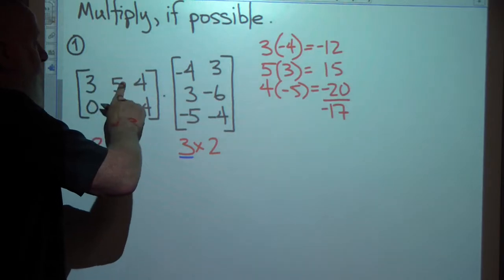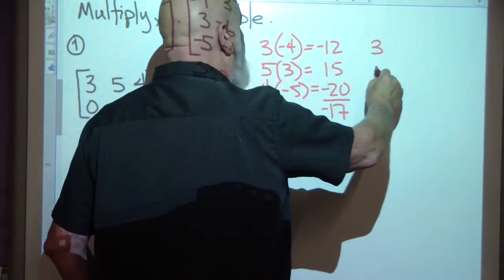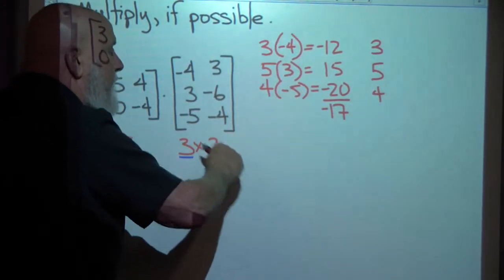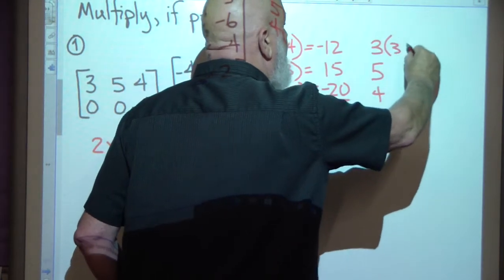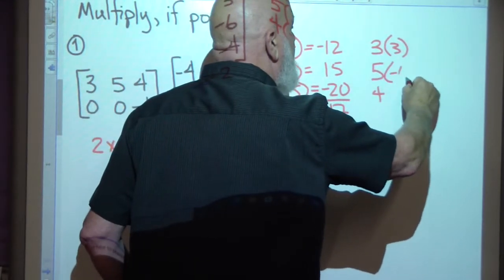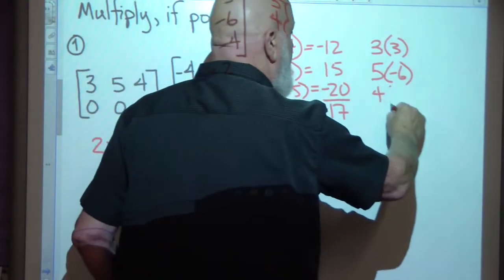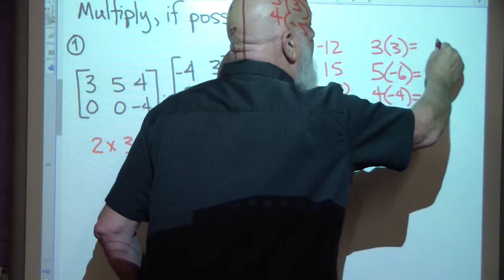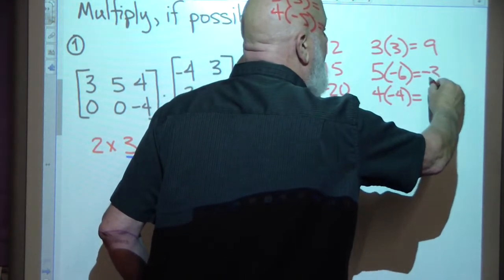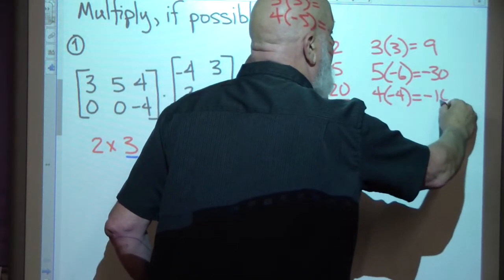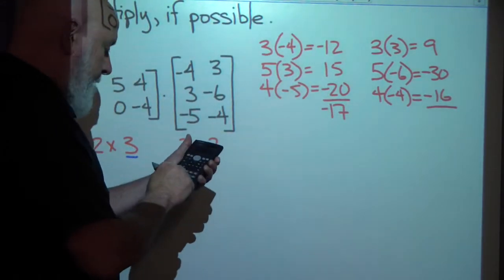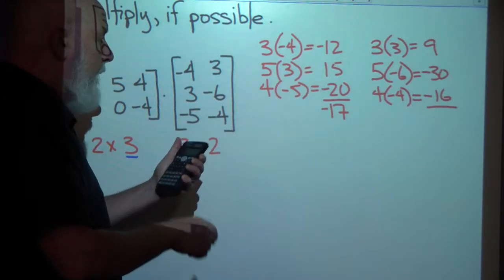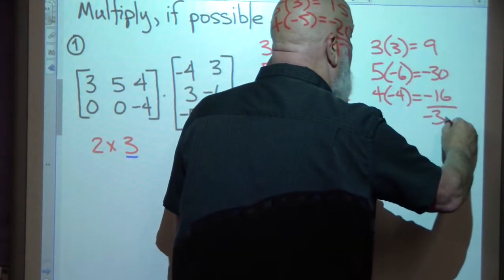Now I'm going to take this one and stand it up again right here: 3, 5, 4. I'm going to multiply it by this: times 3, negative 6, negative 4. That's 9. I'm multiplying now: negative 30, negative 16. And if I do my arithmetic correctly, 9 minus 30 minus 16 equals negative 37, if I haven't made a mistake.